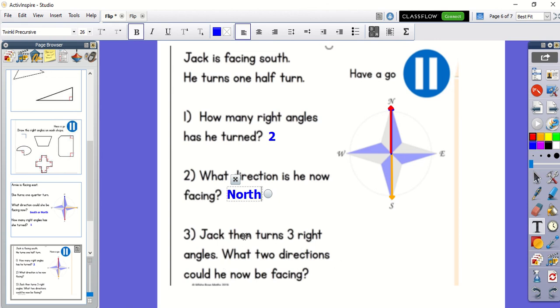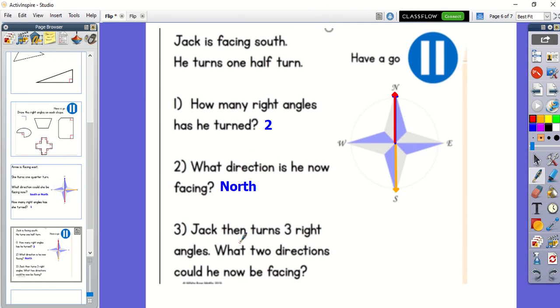Okay? So it's important you pay attention to this word here. Then. That means we're staying at north. We haven't gone back to south. From north, he's now turning 3 right angles, okay? So, what 2 directions could he now be facing? Well, 3 right angles. If 1 quarter is 1 right angle, a half is 2 quarters is 2 right angles. 3 right angles must be 3 quarters, okay?